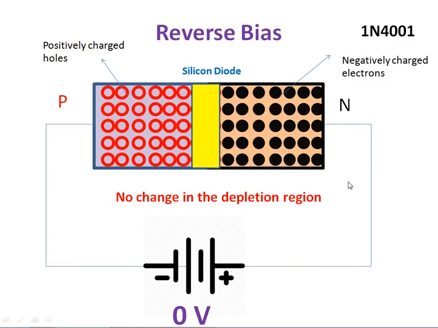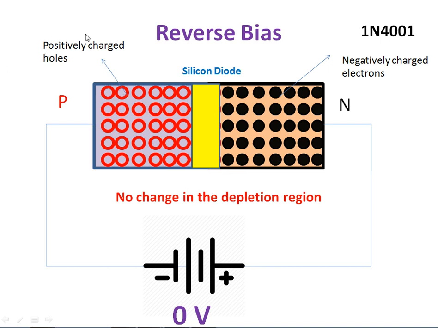The reverse bias characteristics of a PN junction diode. You know very well the construction of a PN junction diode. It has P-type material and N-type material. In between there is an insulating layer or dielectric layer, which is known as the depletion layer. So here there is no charge in the depletion layer.